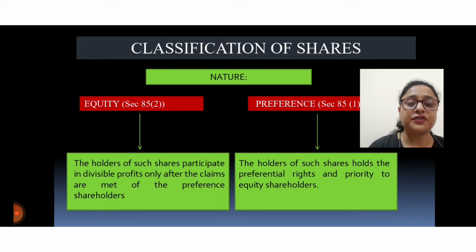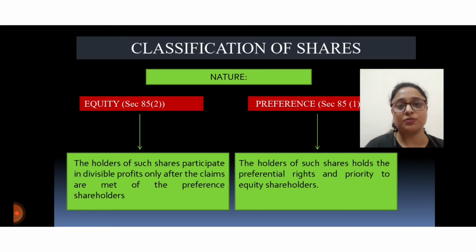Okay, who are the preference shareholders? Preference shares are the shares in which there is a certain preferential right. Preferential right means they have top priority over the equity shareholders. Whenever the company declares the dividend, the preference shareholders will get the dividend first. Then comes the equity shareholder.